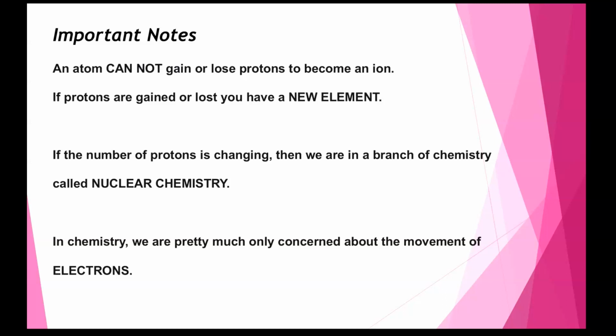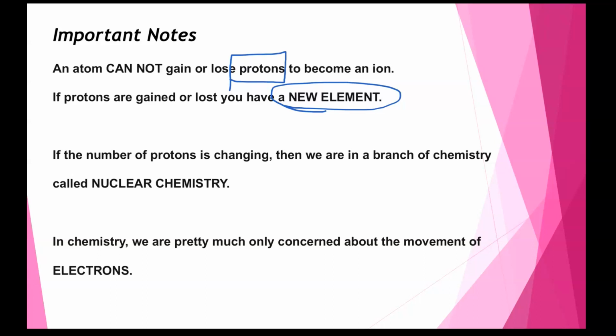Most importantly, an atom cannot gain or lose protons to become an ion, because if we gain or lose protons, then we have a completely new element. It is no longer the same element. If we added another proton to our fluorine atom, then we would have neon. It would no longer be fluorine at all. It would be the element neon, which is atomic number 10.